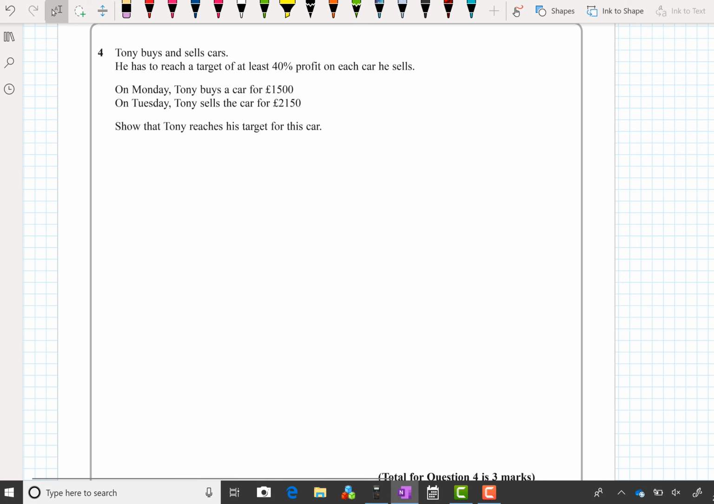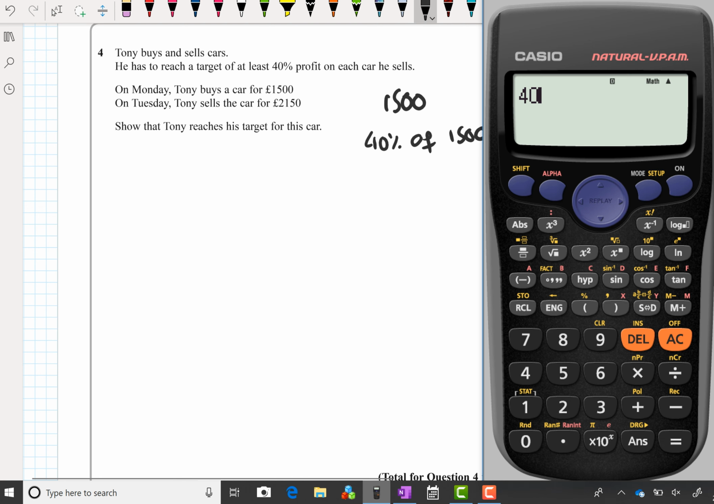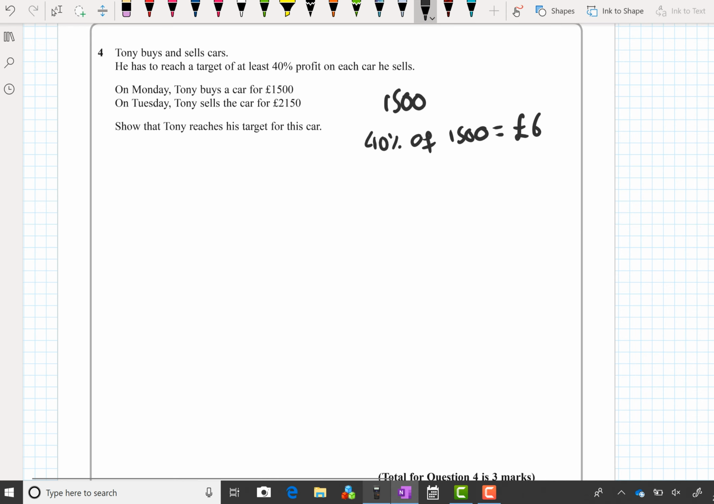On Monday, Tony buys a car for £1,500. What is 40%? Because we need at least this amount of 1,500. 40% of means multiply of 1,500. 150, 600. Is it 600? Yes. So £600. Tony, you better be making that amount, else you are not a good salesman.